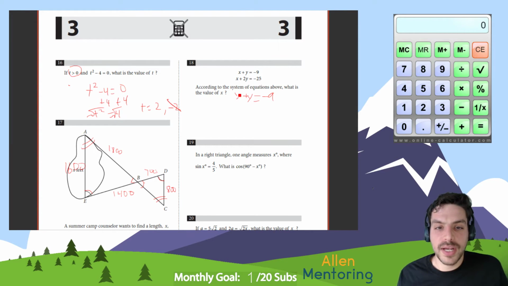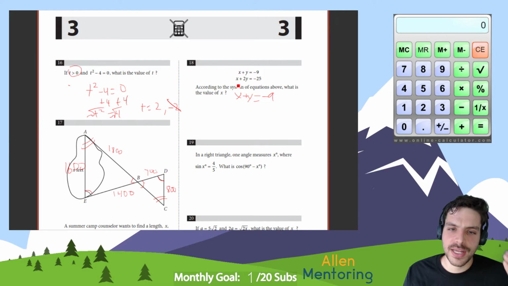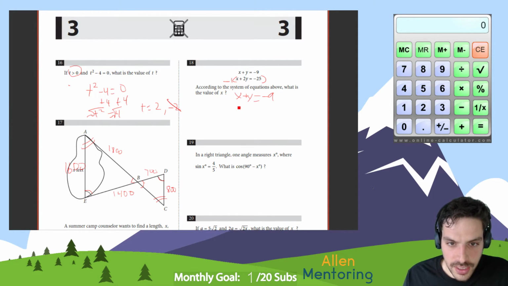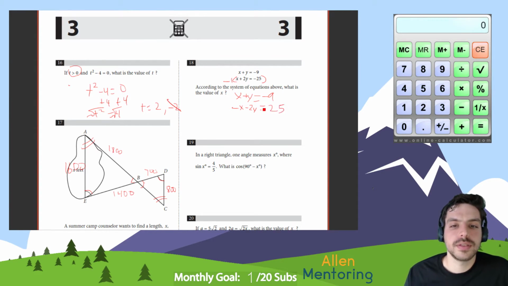Well, if I wanted to eliminate, I want maybe the X's to cancel out each other. So I'm going to multiply everything here by -1. And so that way I'll have negative X cancel out with positive X. And so I'll do minus X minus 2Y is equal to 25. Okay?